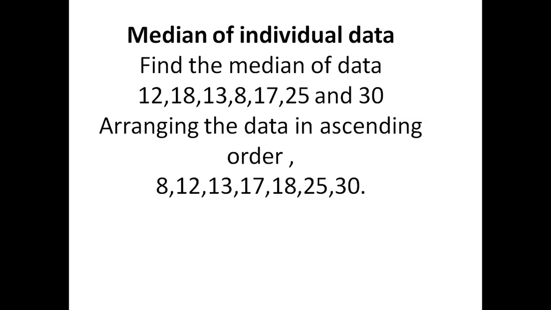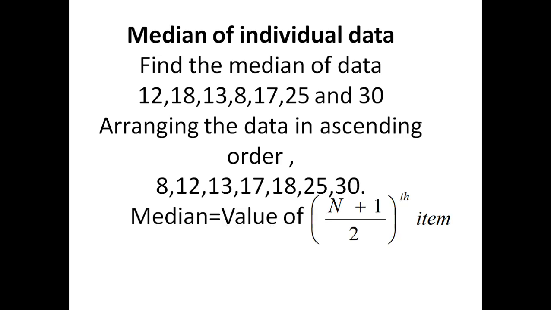So first the smallest is 8, then 12, then 13, then 17 is here, then 18, 25, 30. This data is arranged in ascending order, and after ascending, then the median. Simply, median is meant for the value which is in the middle.